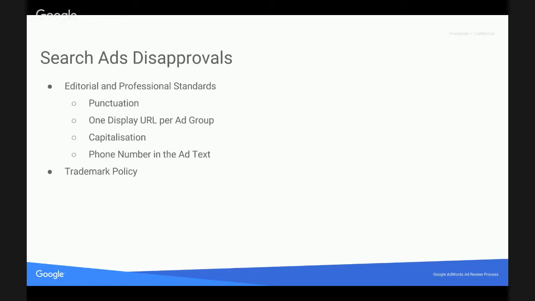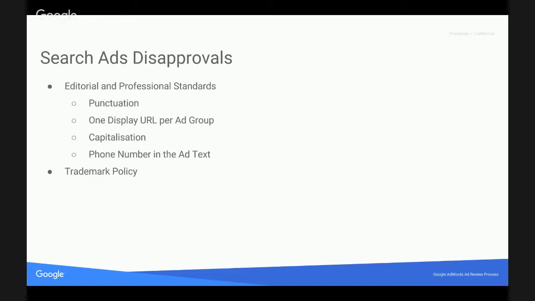The next point is phone number in the ad text. This is especially common for new advertisers. They don't know where to put the phone number with their ads, so they just paste it in the ad text. It adds very little value and it's not usable. I'll explain in a moment why. This can be disapproved for editorial and professional standards.